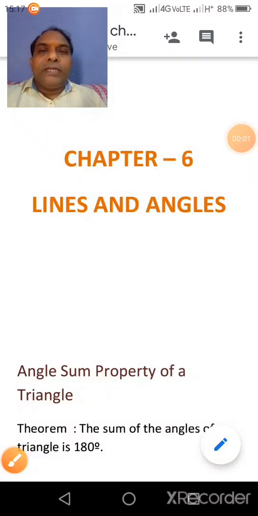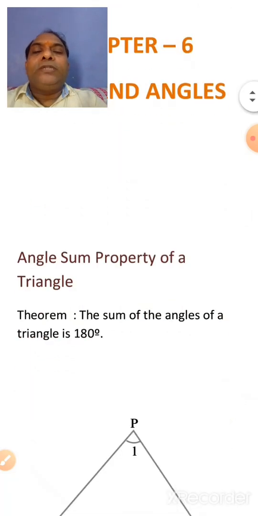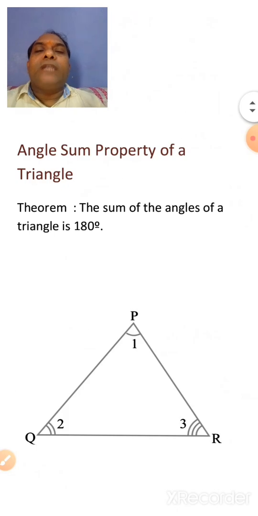Good morning, students. Now in chapter 6, lines and angles. Next topic is angle sum property of a triangle. So theorem related to this topic: the sum of the angles of a triangle is 180 degree.